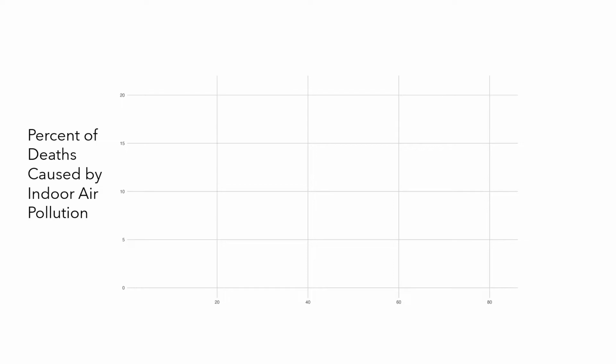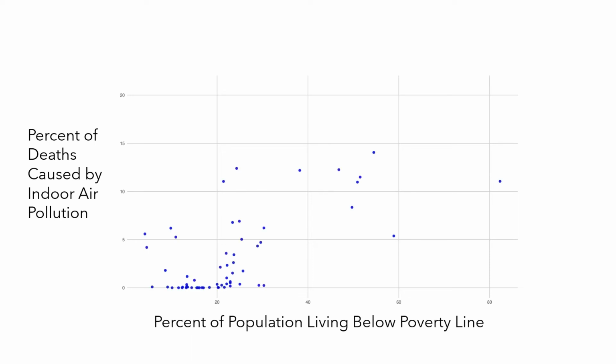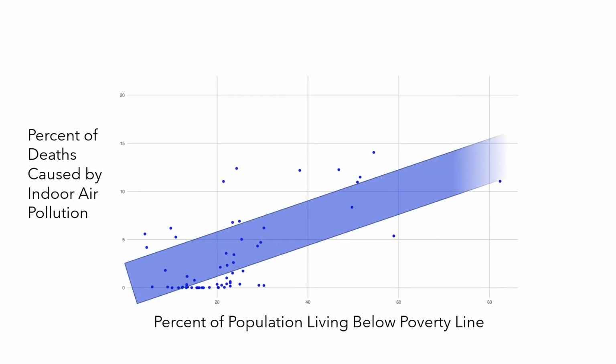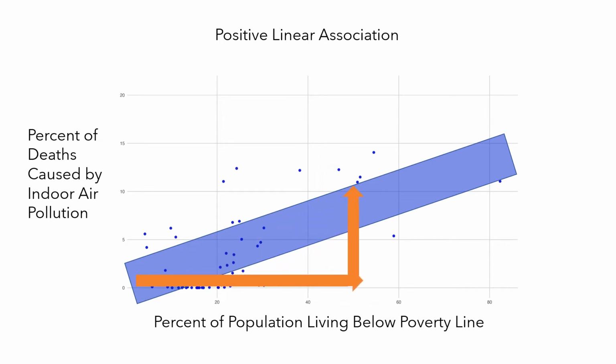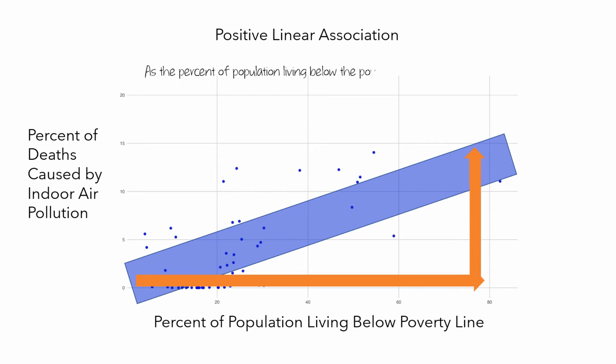Perhaps deaths from indoor air pollution could be related to the economic status of individuals and families. So let's consider the percent of the population living below the poverty line. In this scatterplot, you might notice that the data again, more or less, lie along a relatively straight line. However, the pattern is different from in the previous scatterplot. This line suggests a positive association between the values of the two variables, which is illustrated by these arrows. Specifically, as the percent of population living below the poverty line increases, the percent of deaths caused by indoor air pollution also increases.